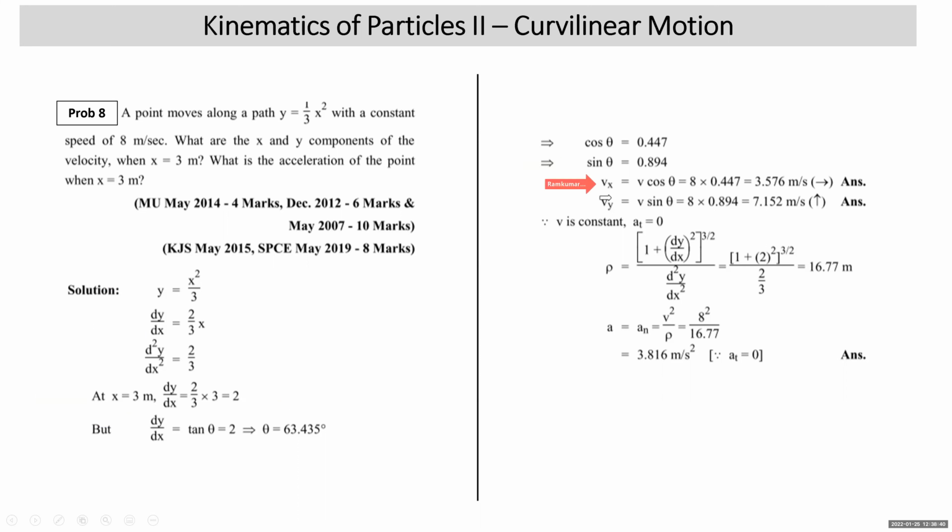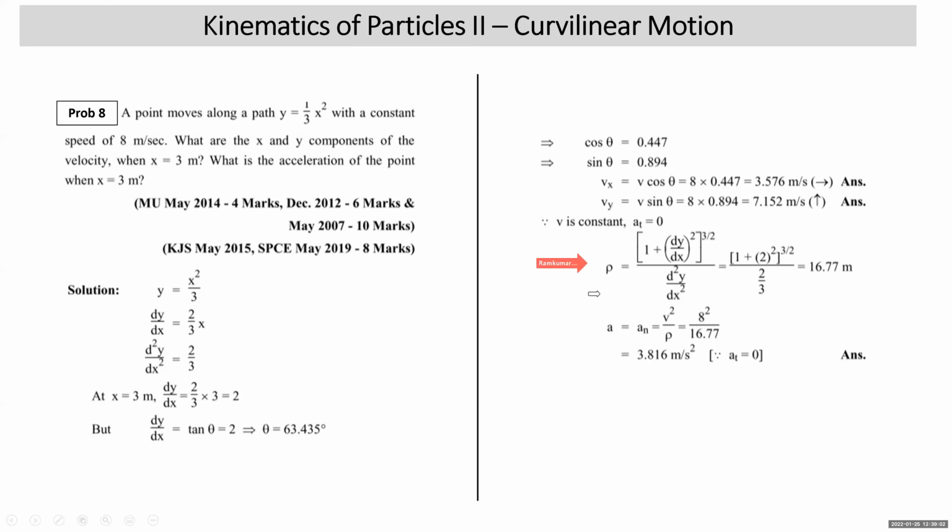Then Vx comes out to be V cos theta, and Vy is V sin theta. Substitute the value of V and theta into this, and you get the x and y components of velocity asked in the sum. You can see that this problem has been asked a number of times in various examinations, not only in MU, but even in autonomous colleges like SPC and KG. Now, if V is constant, we understand at is 0.